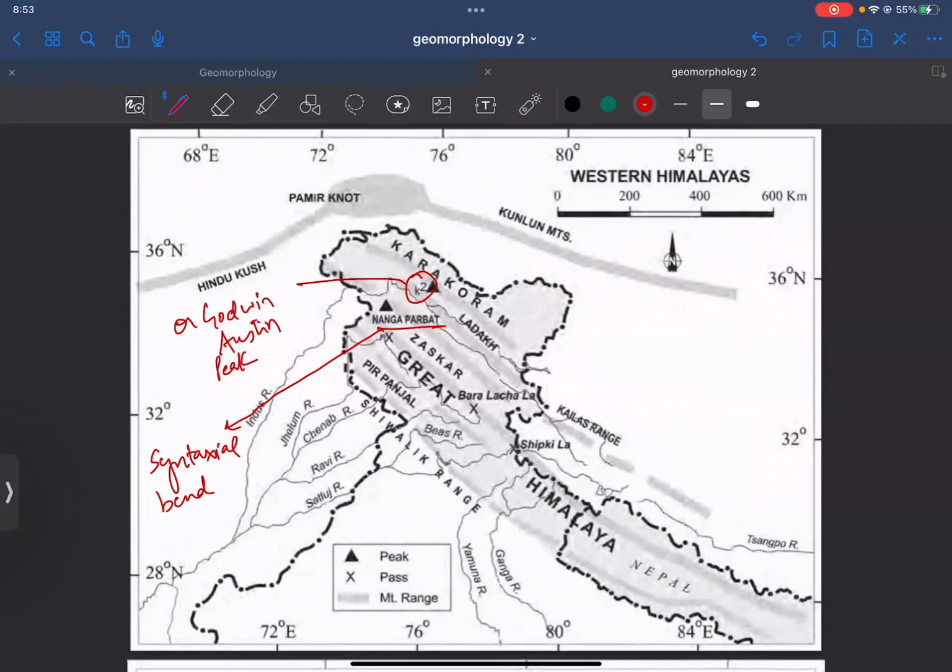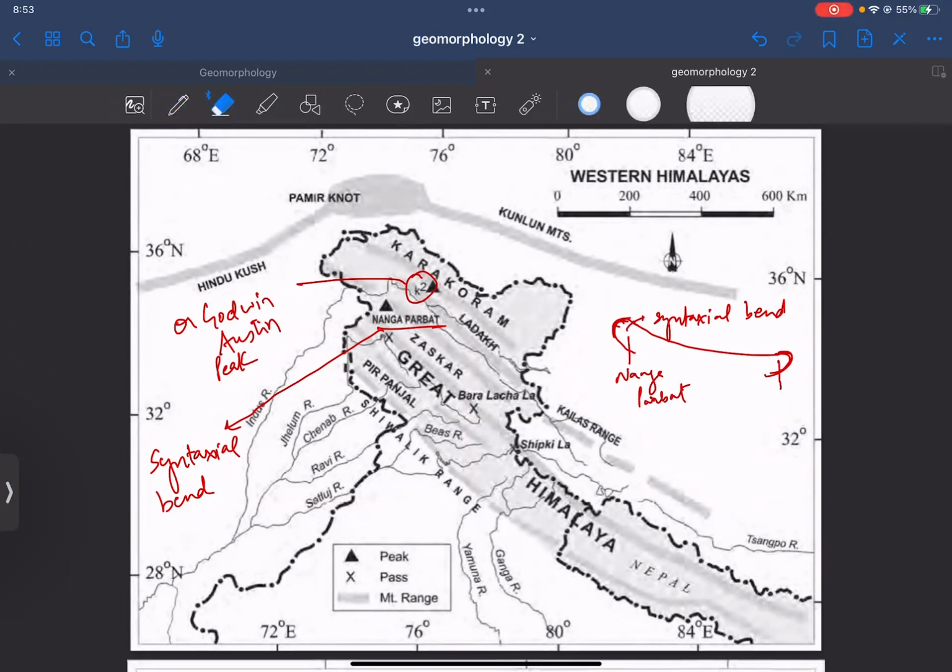So the Himalaya looks like this. These 90-degree turns, where there is a sudden change in the direction of the Himalayas, are known as syntaxial bends. Here at Nanga Parbat the Indus River flows, and here at Namcha Barwa, from here the Brahmaputra river flows.